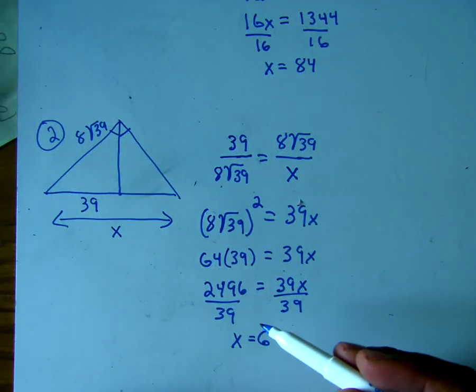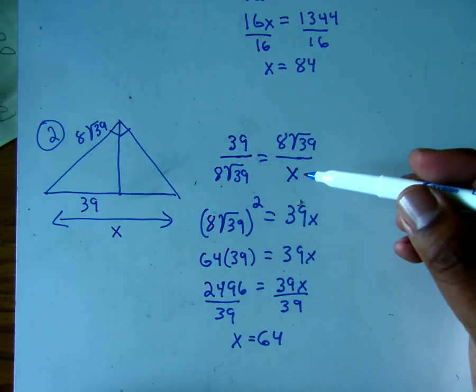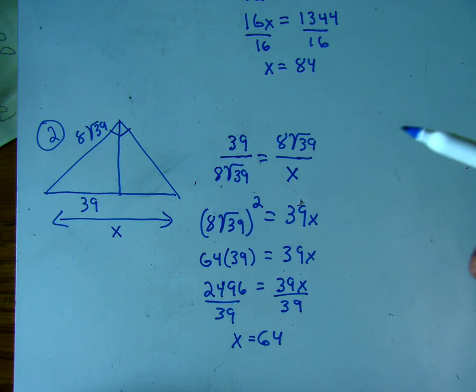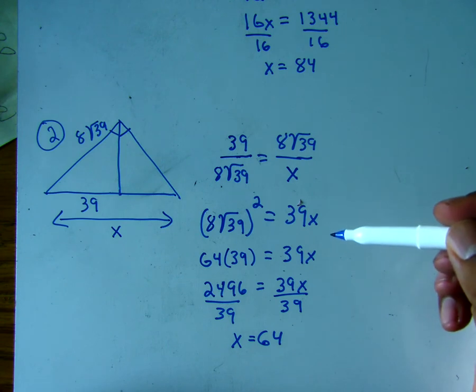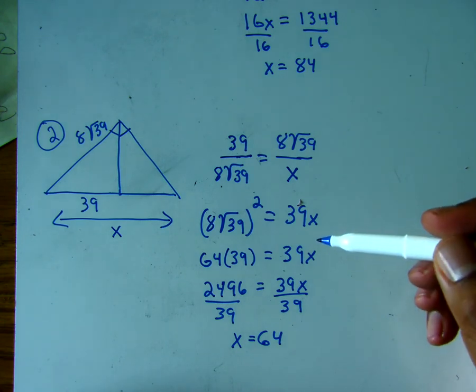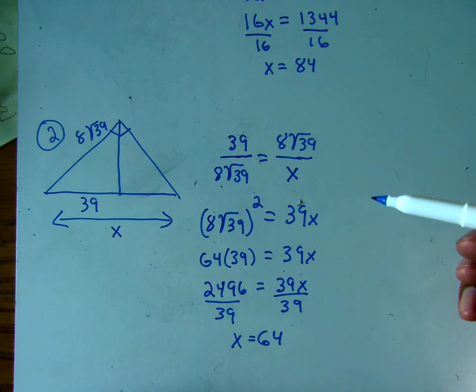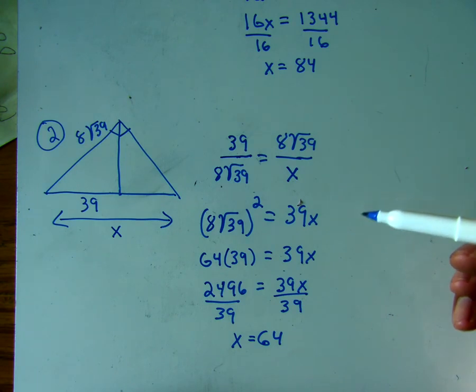So that's one example with using square roots for the altitude and one for the leg rule. Okay, I'm going to show you 4 more problems involving radicals or more complicated ways to use the similar right triangle.